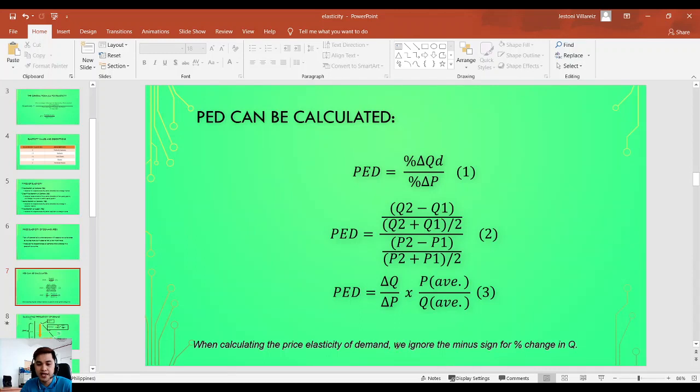Since PED is following law of demand, we are expecting that the result is always negative. Okay, so the negative sign represents the inverse relationship between the price and quantity. So if our PED is negative, we ignore the minus sign, and then we will just get the absolute value.